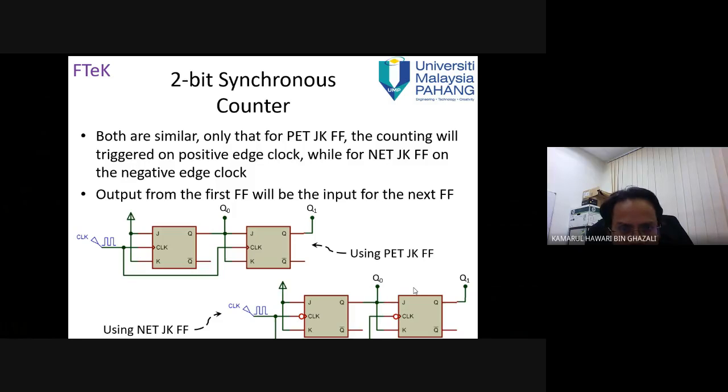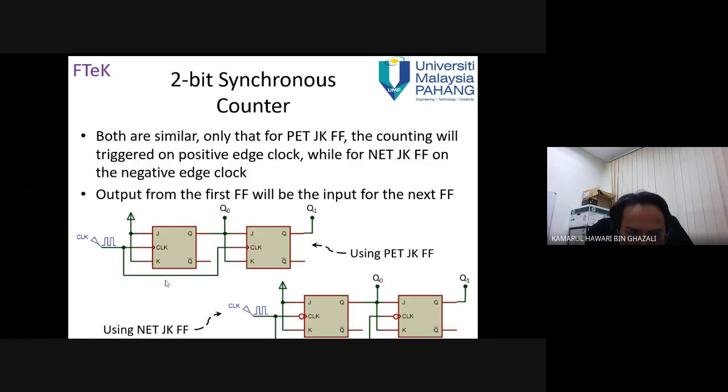Both are similar, only that for the PET JK flip-flop, the counting will trigger on the positive edge clock, while for the negative edge JK flip-flop, it triggers on the negative edge clock. The output from the first flip-flop will be the input for the next flip-flop. So this is the circuit of the 2-bit synchronous counter.